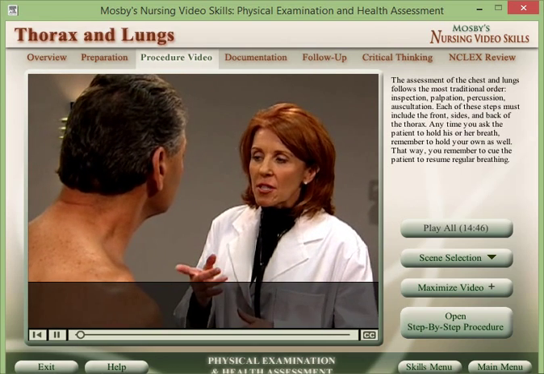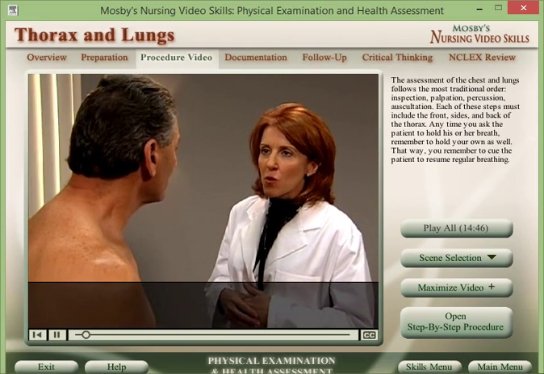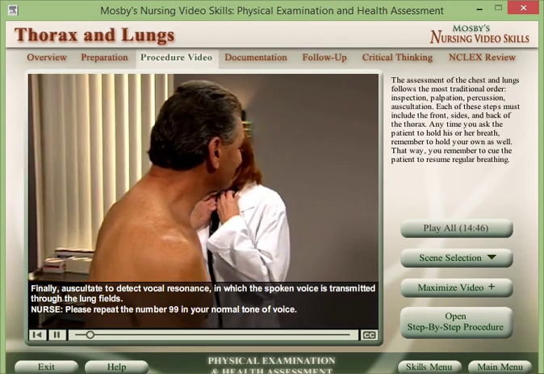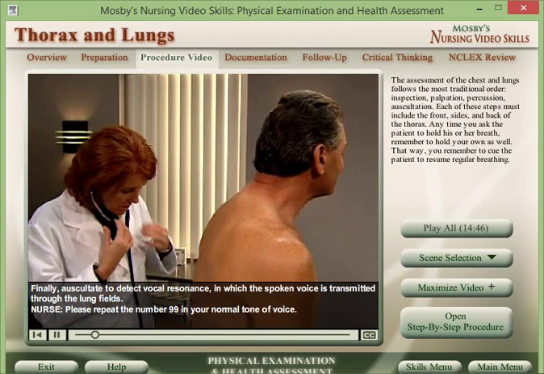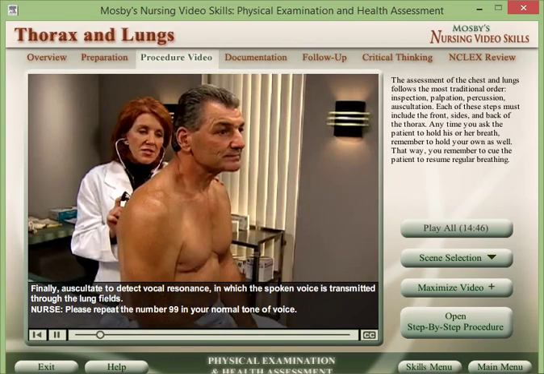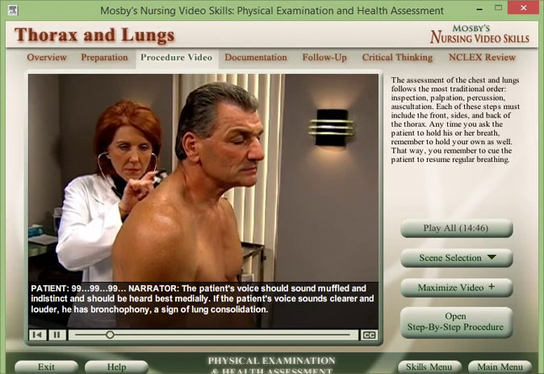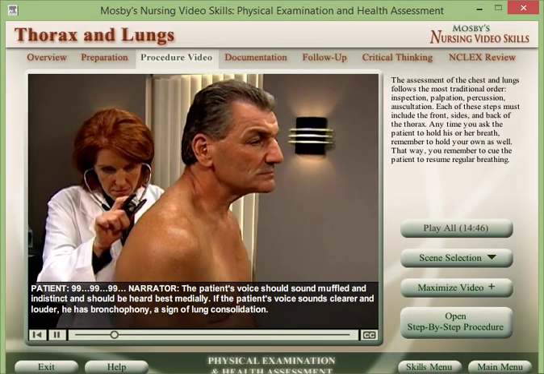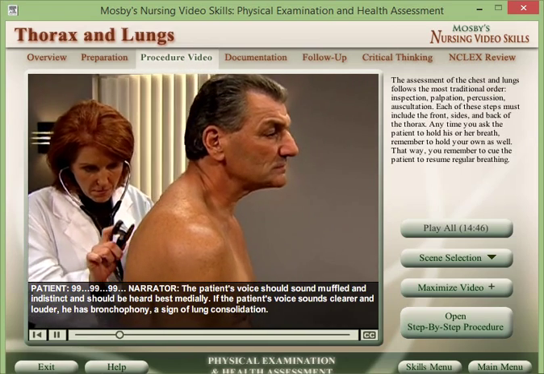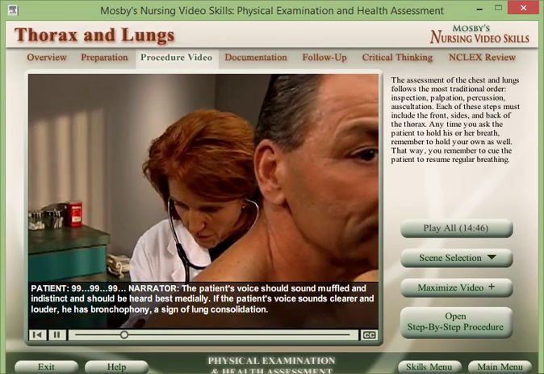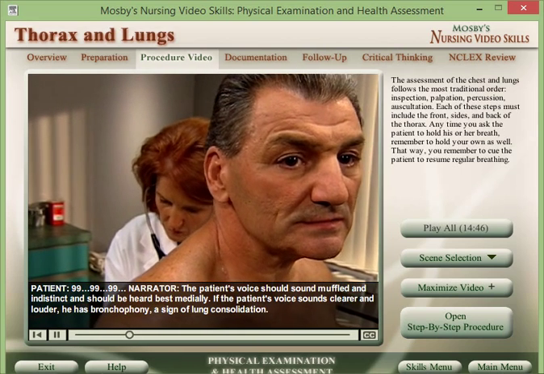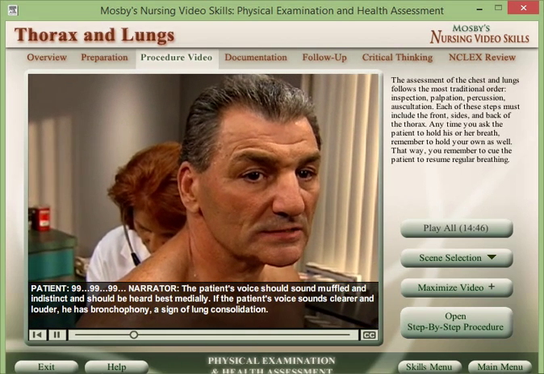Now I'm going to listen to your back and have you say some specific words for me. Finally, auscultate to detect vocal resonance, in which the spoken voice is transmitted through the lung fields. Normal voice. 99, 99, 99. The patient's voice should sound muffled and indistinct, and should be heard best medially.